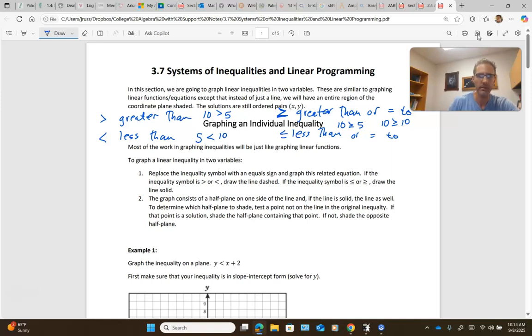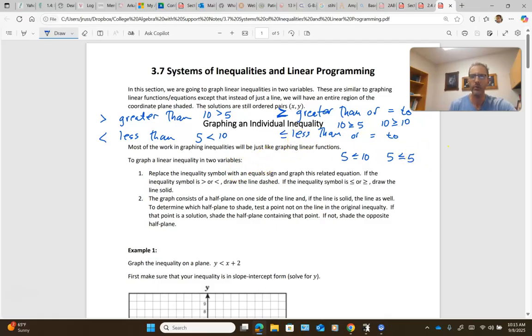Okay, so a couple of examples here would be 5 is less than or equal to 10, or 5 is less than or equal to 5. Both of these are true.